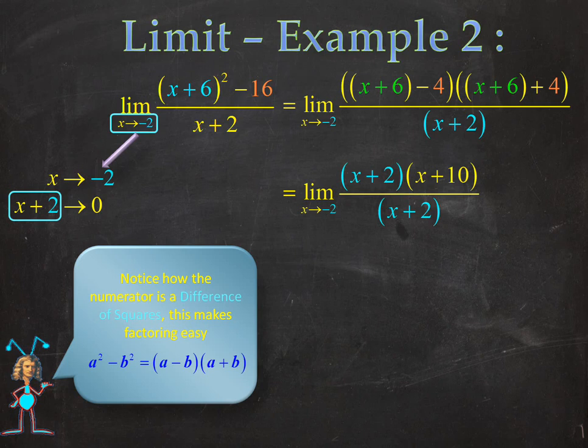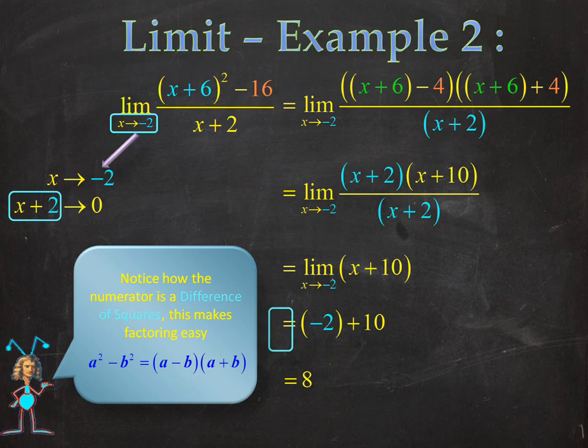We will cancel out that 0 over 0, and that will give us x plus 10 as a simplified expression. We'll substitute minus 2 in for x, evaluate, and get the answer 8. That is the original question. The limit as x goes to minus 2 of (x plus 6) squared minus 16 divided by x plus 2 is in fact equivalent to the limit as x goes to minus 2 of x plus 10, which we can substitute right away the minus 2 to obtain the answer of 8.